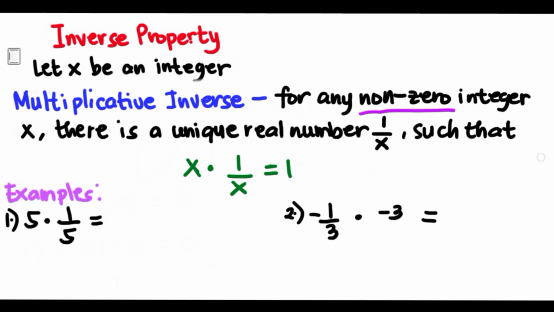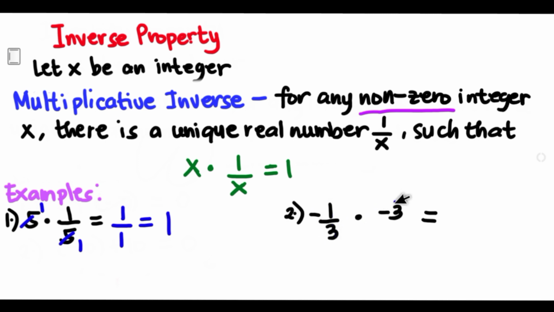Okay, so let's have example number 1 and 2. So, 5 times 1 over 5. So, pwede tayong mag-cancel dito sa 5 and 5. 5 divided by 5 is 1. 5 divided by 5 is also 1. So, multiply natin. 1 times 1 is 1. And then, may natirang 1 sa baba. So, 1 divided by 1 is equal to 1.